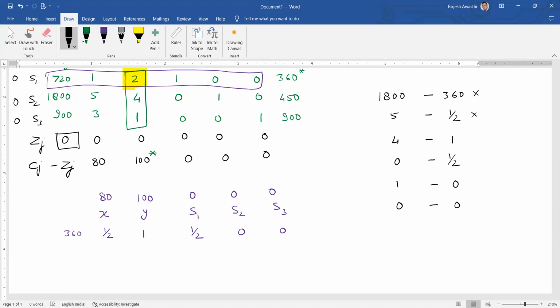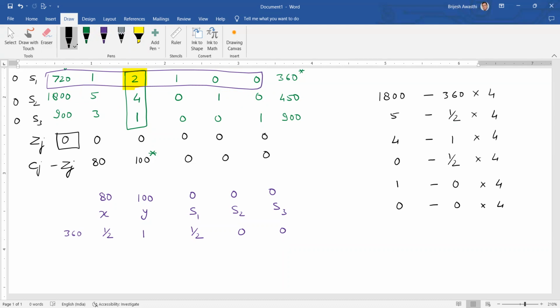Then multiply by the key column number. This time I'm going to change the second row, and the key column number is 4. So I'm going to multiply by 4, because 4 is the key column number of the changing row. So 360 into 4. What is the value of 360 into 4?